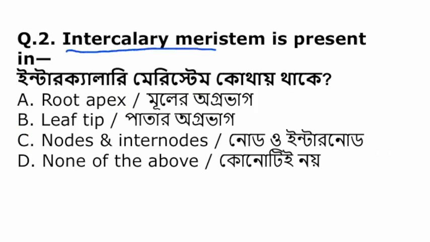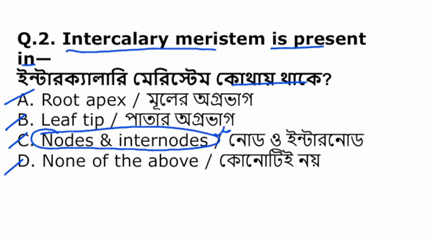Intercalary meristem is present in intercalary meristem কোথায় থাকে? Root apex, leaf tip, nodes and internodes or none of the above. The intercalary meristems are mainly present in nodes and internodes. Nodes আর internodes এর মধ্যে intercalary meristemটা mainly present থাকে.